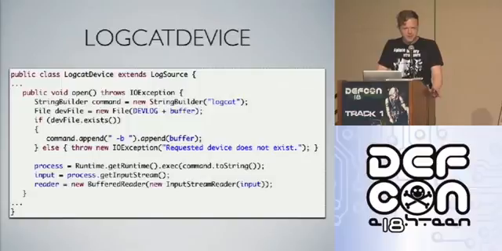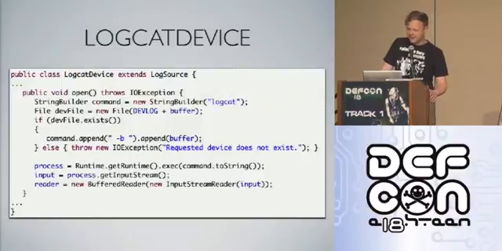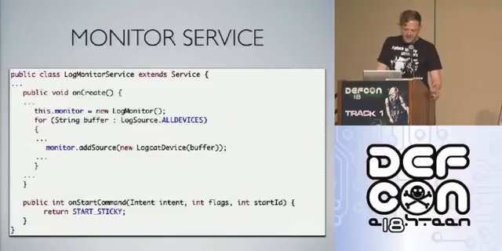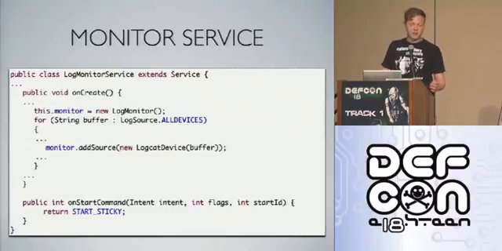Just to flip through the structure of the client quickly, we have a logcat device class that wraps the logcat command, opens that channel, and sets up a line-oriented reader. We have a log monitor, which is the core event loop, going through and processing that data, matching against the filter sets, and deciding what to actually deliver back to the back end. And this is all set up as a service so that it can run in the background, so we don't have to keep an activity up in order to actually do useful work.